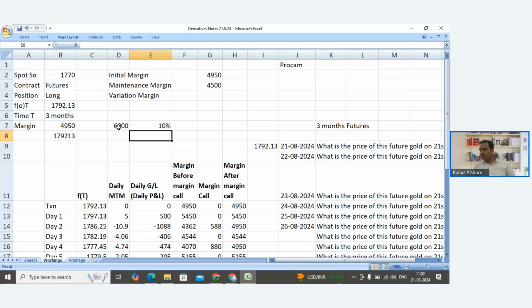Take out your calculator, CFA calculator, laptop also if you want to open. Check in Google also. What is the interest cost? I'm borrowing 6,000 rupees. Interest rate is 10%. ChatGPT also you can use.